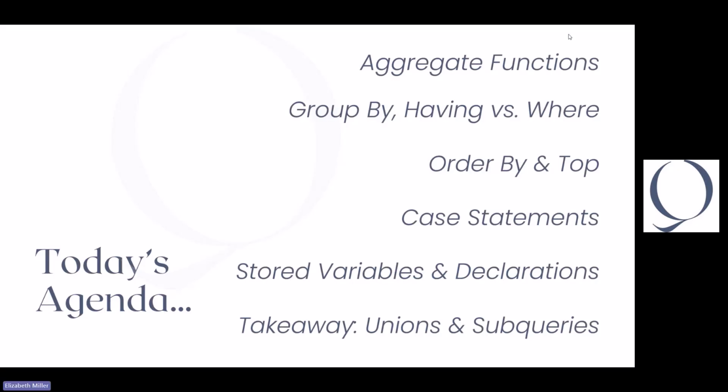We are going to be covering aggregate functions, as well as how to use them with the group by function, when to use the having function versus the where function. Also, we're going to be talking about how to use the order by clause, as well as when to use the top function in your select statement. Then we'll look at some examples of case statements and some of the gotchas in that area, as well as reviewing the SAP variables and stored variable options, how to declare them and use them in a simple form. We'll touch on a little bit of the difference between SQL and HANA in that syntax.